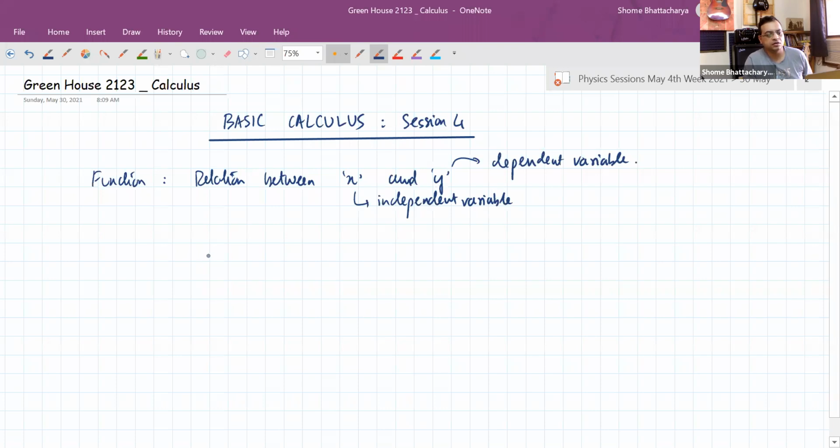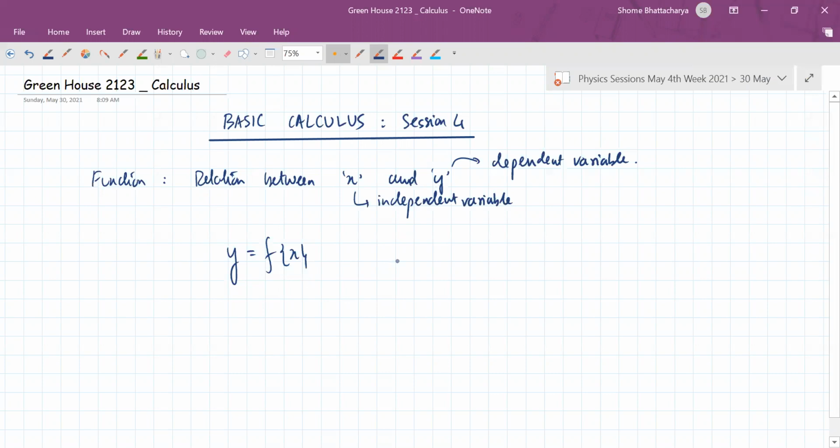So the general way of expressing a function is that the dependent variable is always written on the left hand side, and that is equal to some kind of a relationship with respect to the independent variable, which is written on the right hand side. So the symbolic representation of a function is y is equal to f(x), which means the dependent variable y is a function of the independent variable x.